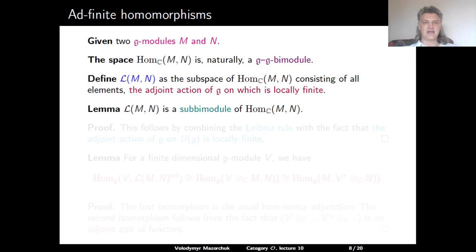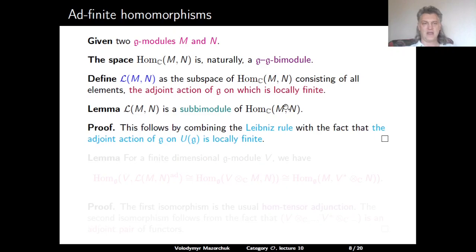We claim that L(M,N) is a sub-bimodule of the G-bimodule of all linear maps from M to N. And this follows directly by combining the Leibniz rule with the fact that the adjoint action of G on U(G) is locally finite. So if we have an element of L(M,N) and apply to it some element from U(G), we consider the adjoint action of G on this product. Using the Leibniz rule, we get the result.